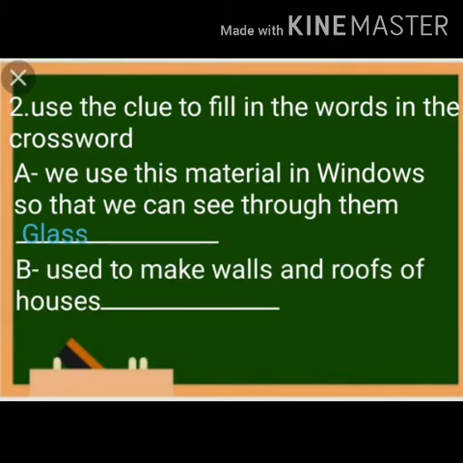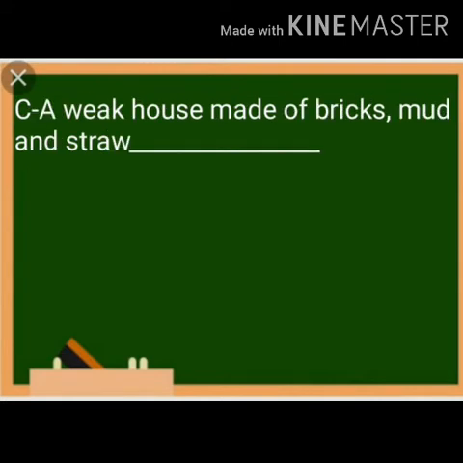Now B. Used to make walls and roof of houses. Now you can fill the answer, bricks. Bricks are used to make walls and roof of houses. C. A weak house made of bricks, mud and straw. Answer, you can fill hut. Hut, a weak house made of bricks, mud and straw.